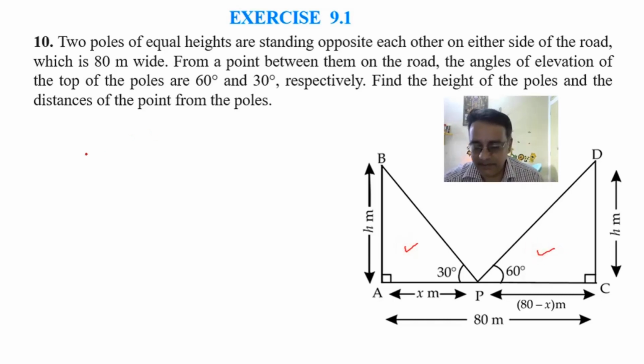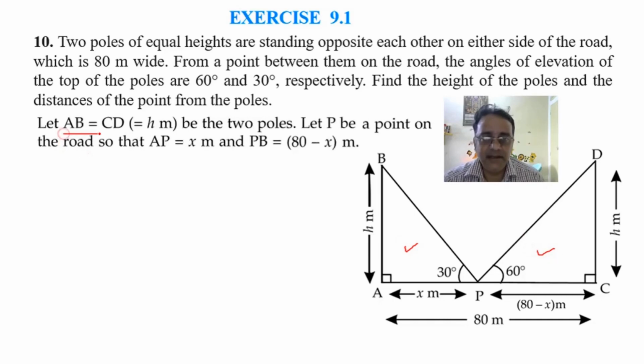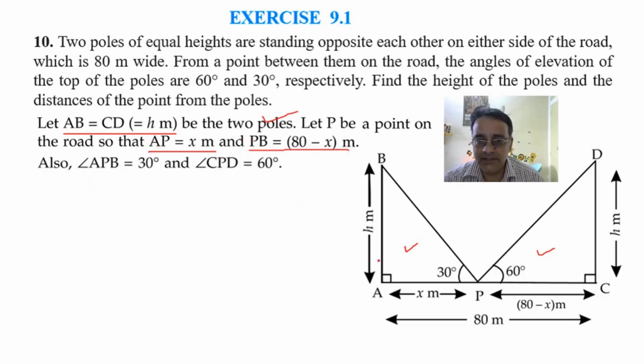So थोड़ा right up part देख लेते हैं. Let AB and CD is equals to h meter be the two poles, and let P be a point on the road so that AP is equals to x meter. So PB will be 80 minus x meter. Also, these two angles are, one is 30 degree and angle CPD is equals to 60 degree. Now we are going to take right triangle.